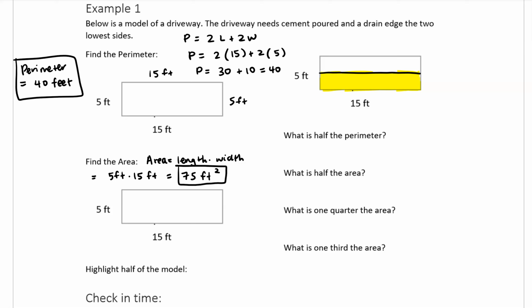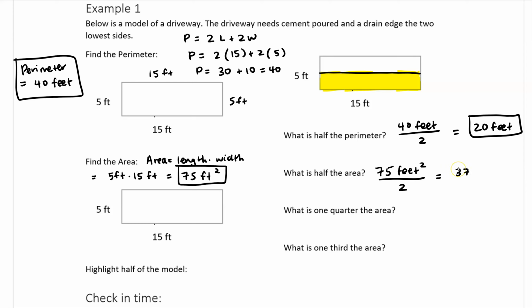What is half the perimeter? So our perimeter is 40 feet. And so half of that we would divide by 2, and that would give us 20 feet. I'm sure a lot of you might be able to do that in your head. If not, that's okay. What is half the area? Well, half the area is 75 feet squared, and we want to divide by 2. That's how we get half, which gives us 37.5 feet squared. So that's half the area.